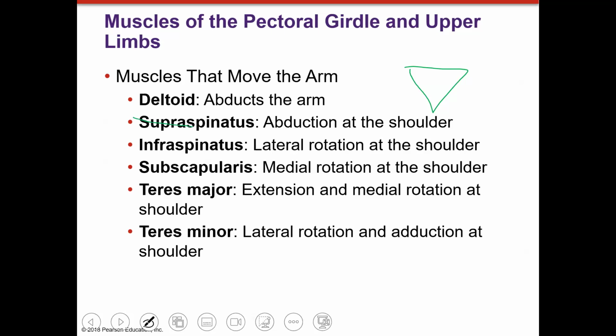Supraspinatus, again, above the spine of the scapula, infraspinatus below the spine of the scapula. So supraspinatus is going to give us abduction at the shoulder. Okay. Infraspinatus, lateral rotation of the shoulder. Subscapularis, medial rotation at the shoulder. Teres major, extension and medial rotation at the shoulder. Teres minor, lateral rotation and adduction at the shoulder.